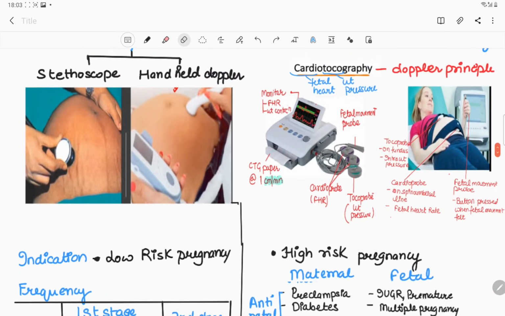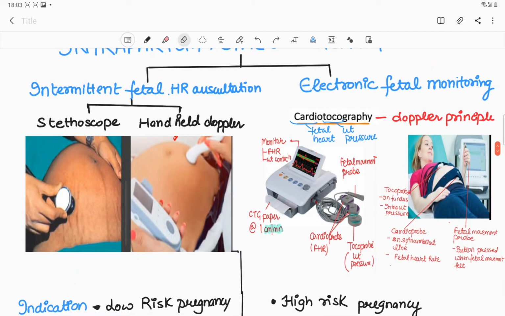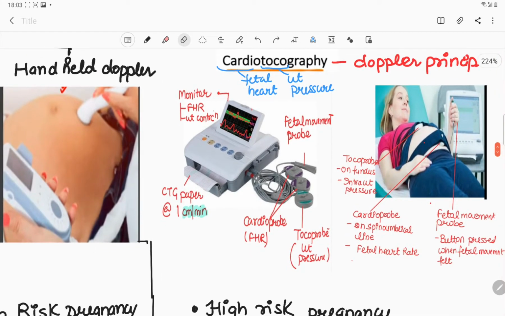Let's discuss our main topic, that is cardiotocography, also called electronic fetal monitoring, which is based on the Doppler principle. Cardio is for fetal heart, toco is uterine pressure, and a graph. I am sure you must have seen this CTG machine in our labor room. So this is the monitor. In the upper part it shows fetal heart rate and in the lower part it shows uterine contractions. And this is the CTG paper running at the speed of 1 centimeter per minute.